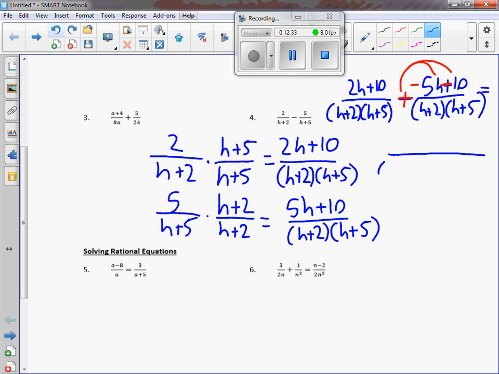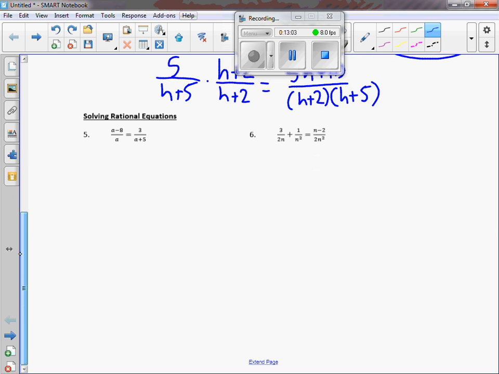We're going to get, keep your common denominator, 2h minus 5h is -3h. 10 and -10 is 0. So therefore, nothing else factors, nothing else reduces. That's your final answer. Adding and subtracting rationals is one of the hardest things that is going to be on this final. Make sure you study these and know what's going on.